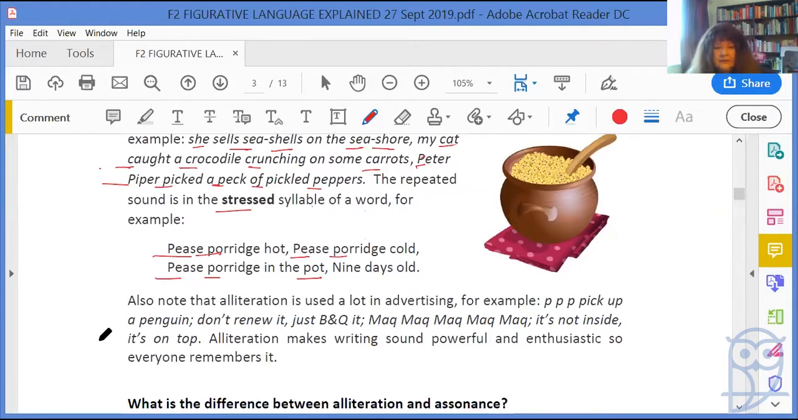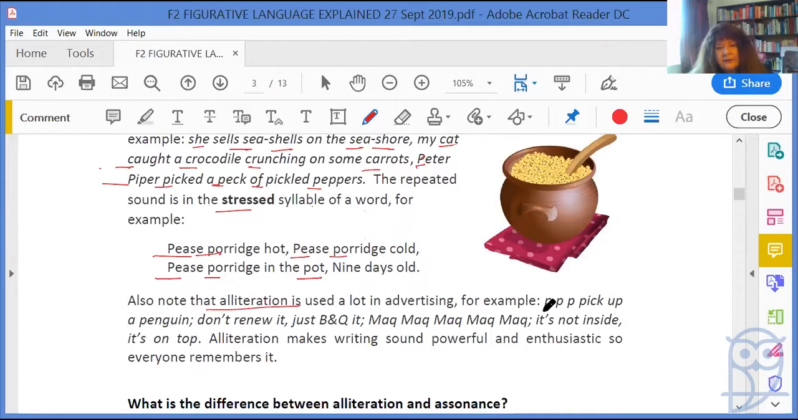Right, alliteration is used a lot in adverts and advertising. If you can think of one that drives you crazy, it's usually got alliteration or maybe assonance in it. I'll put some examples of both here. If you can think of any, stick them on the web chat.